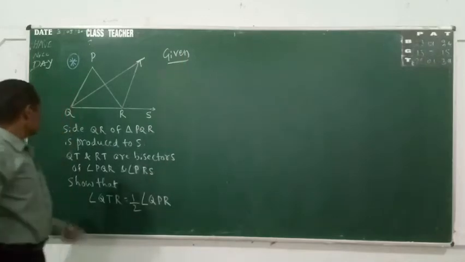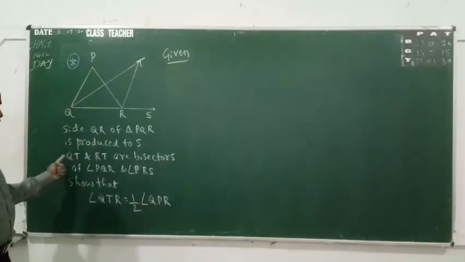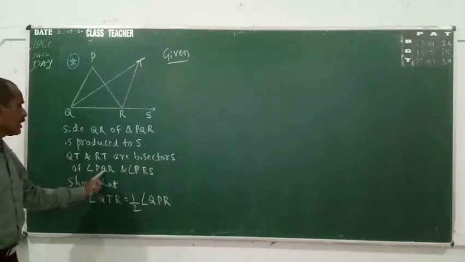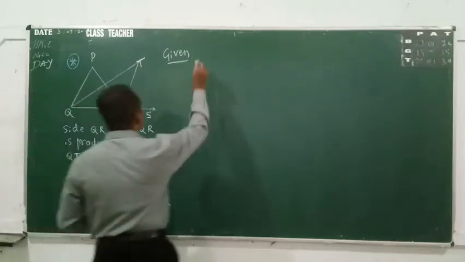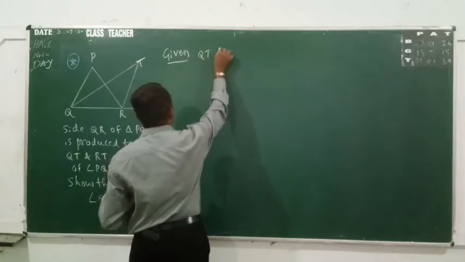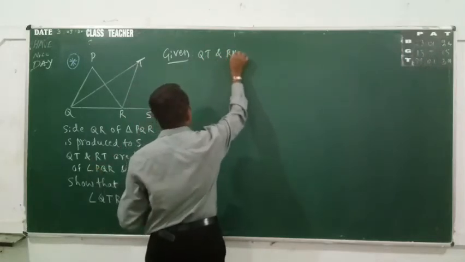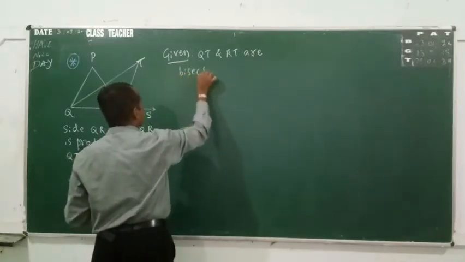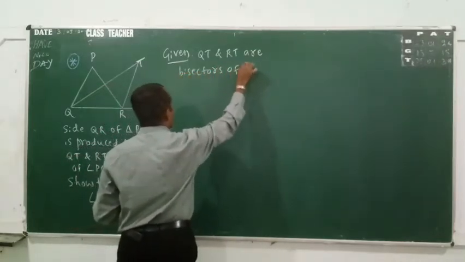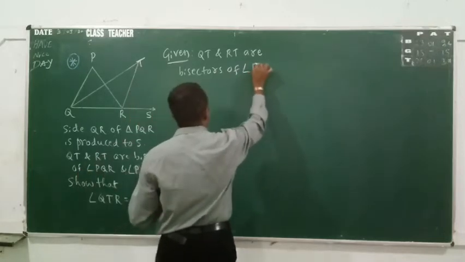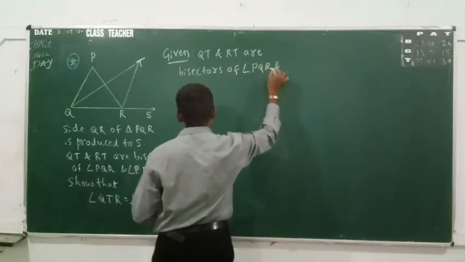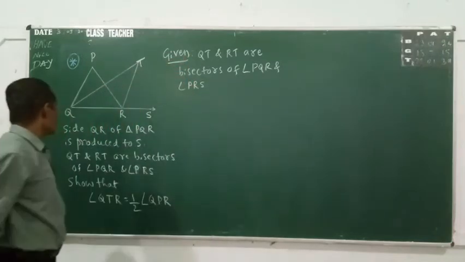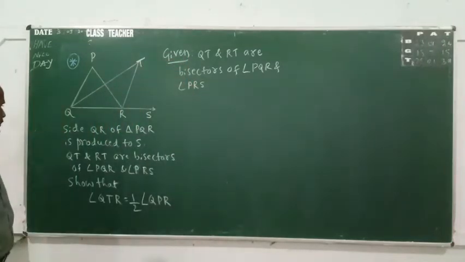What are the given things? It's given: QT and RT are the bisectors of angle PQR and angle PRS. This much is given.